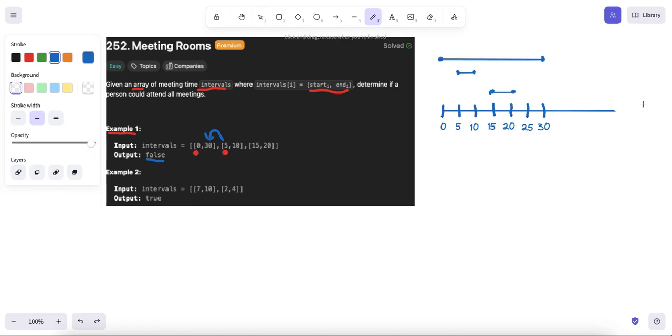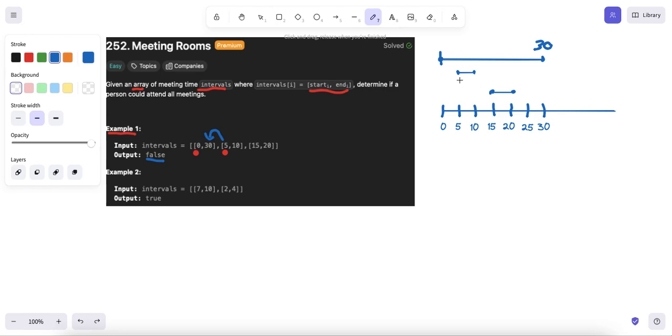So I've constructed a timeline for this specific example with the 3 intervals, one going from 0 to 30, one from 5 to 10, and the other from 15 to 20. Now what we will do is start with the first meeting, which starts first at time 0, and compare to see if this meeting ends before the next meeting starts. So we see that the time of the ending of this meeting is 30.